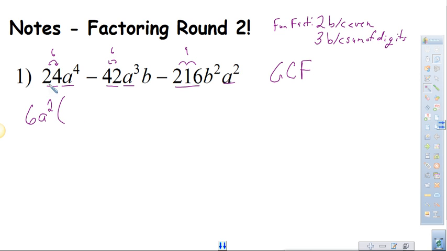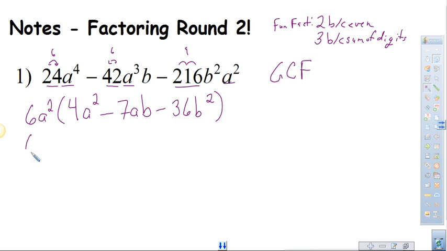So that leaves us with 24 divided by 6 is 4. A to the 4th divided by A squared is A squared. 42 divided by 6 is 7. A cubed divided by A squared is A. Bring down the B. 216 divided by 6 is 36. And then we've got a B squared, and A squared divided by A squared is 1, so that leaves it off there. Now we're down to an A squared, an A, and no A's. And I know that there's a B squared, a B, and no B's going in reverse.